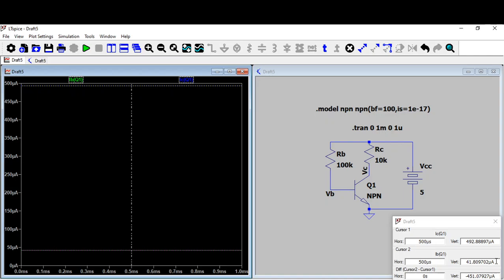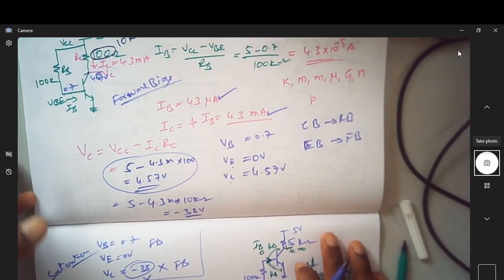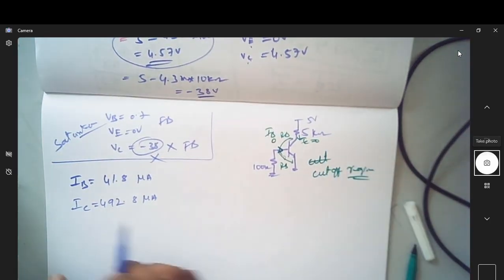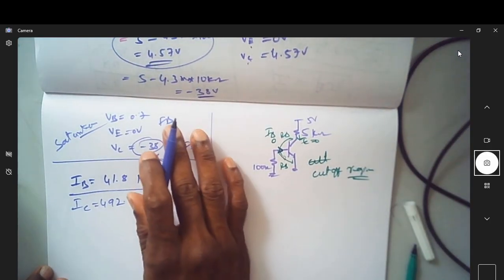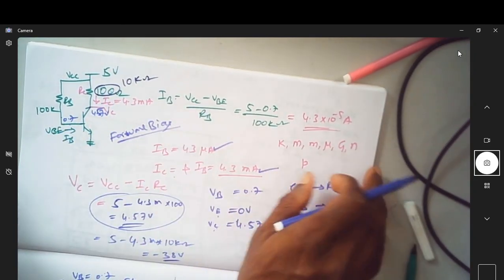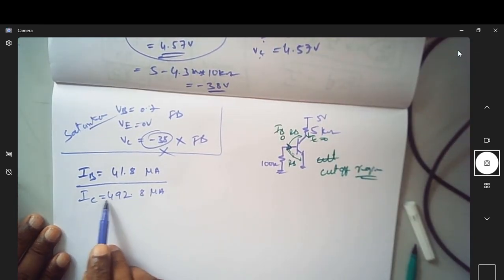So IB is equal to 41.8 microampere and IC is equal to 492.8 microampere. There is one very interesting thing you should understand here. These are the current values. This is the value of IB, which is almost the same as when this was 100 ohm. When this was 100 ohm, the same IB was flowing, but you can see the value of IC.